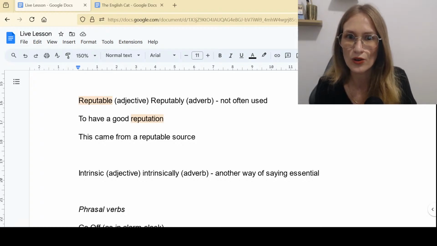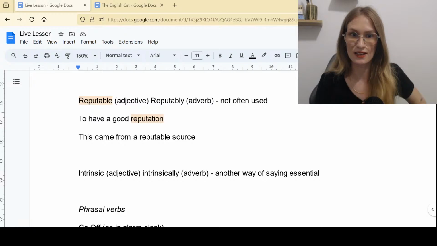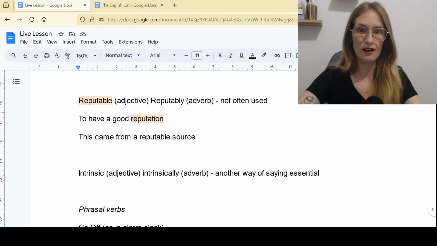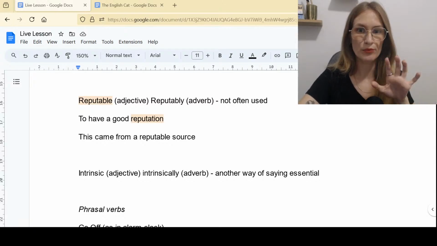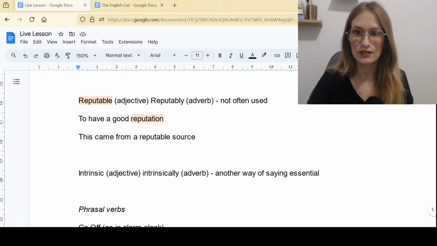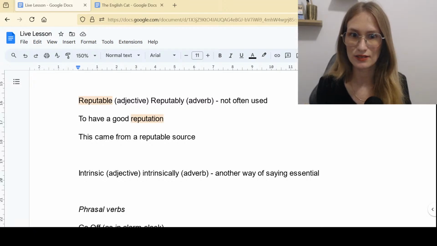Whilst I do, I want to correct Sonia's example. I reciprocated my friend's generosity. You've missed one preposition here, which is by inviting her to eat out. So not eating out, but to eat out.